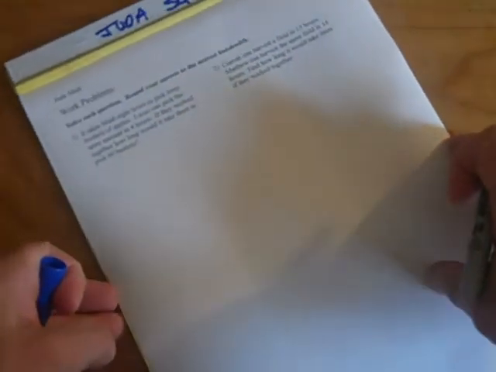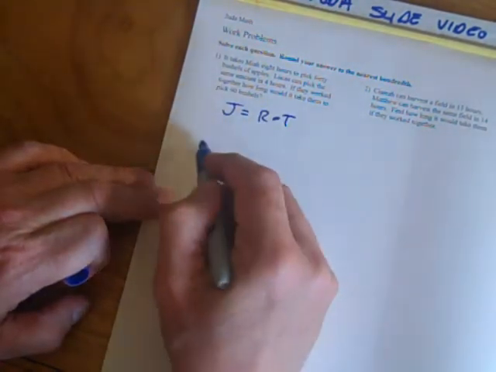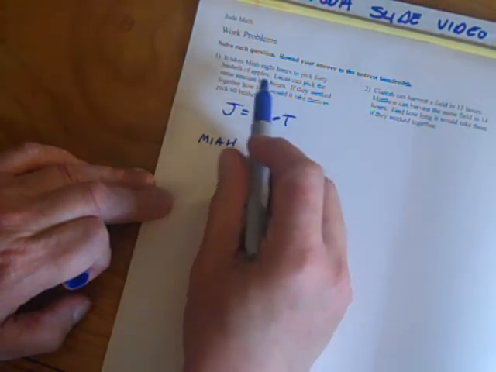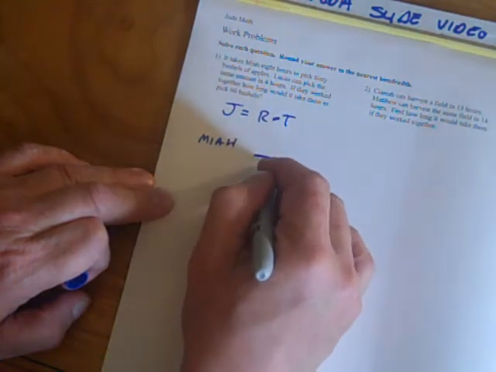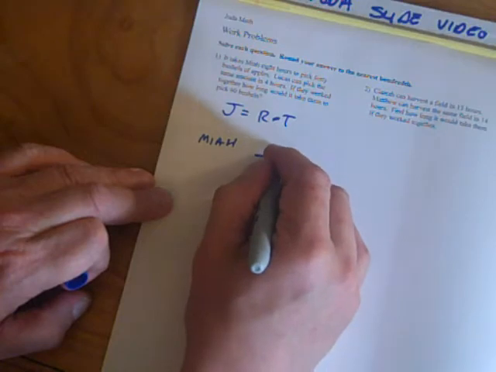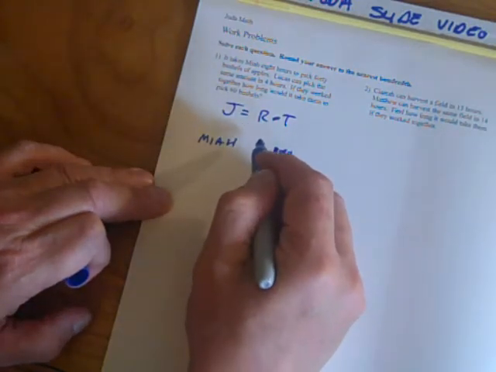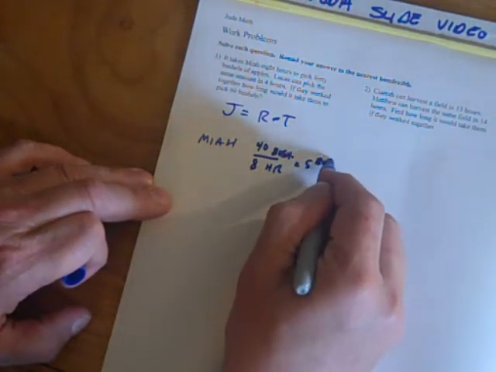And then if I turn it so I can see it a little bit here, and I'll turn the camera too, because I'm going to have to get my hands under here. We're going to write jobs equals rate times time. Let's start with Maya. And again, this time will be in hours. So hours on top, so our rate has to have hours on the bottom. And bushels then is the job, it has to be on the top. So it's 40 bushels in 8 hours, or she can pick 5 bushels an hour.